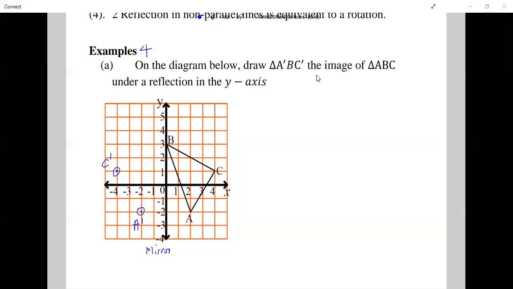Now, you'll notice that B is on the mirror line. In a reflection, a point on the mirror line is invariant, meaning it does not move. So that point B is both object and image.